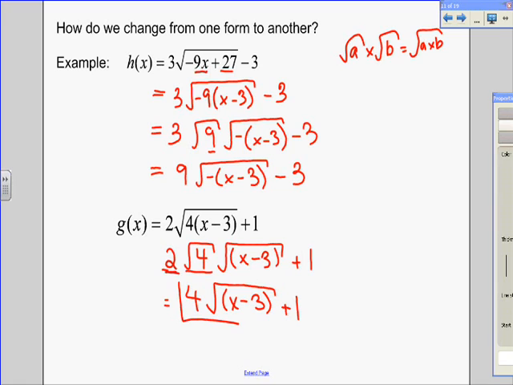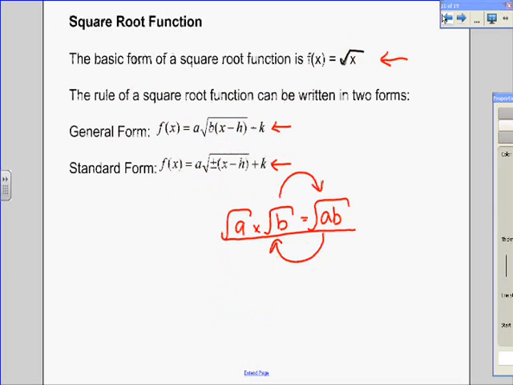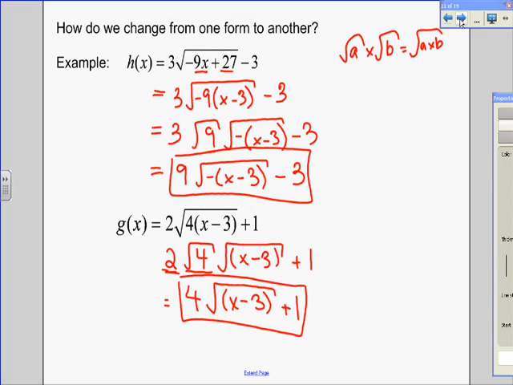So these are my two different versions of my function. Originally I had it written in my general form, where I had an a and a b, and I've switched them both into a standard form where I have just a value of a out in front of my root sign, and then I have a positive or a negative x in brackets with my k off of the end.